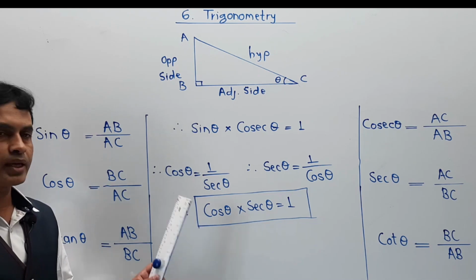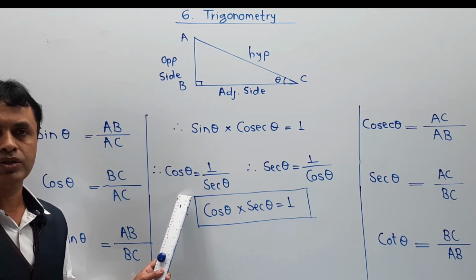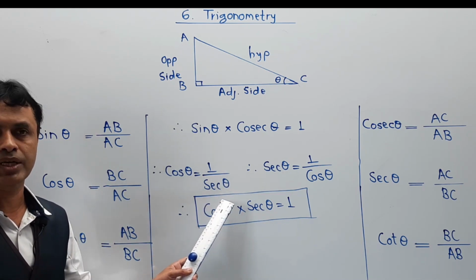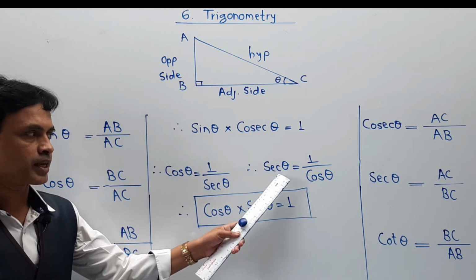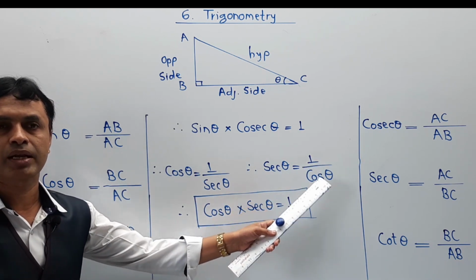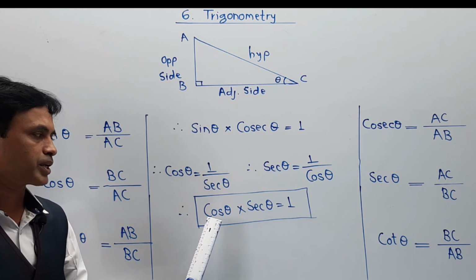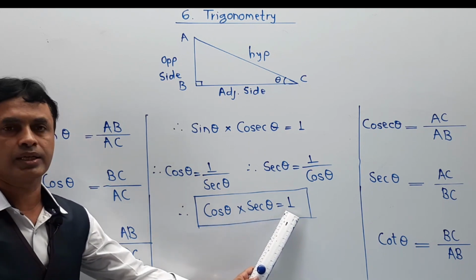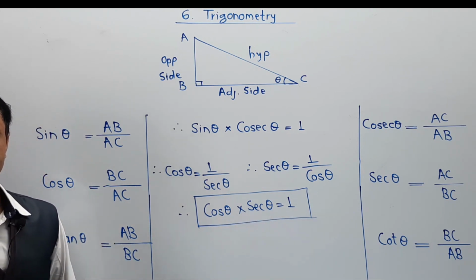And this is your second and the most important property. Once again student, in a numerical, if cos theta comes, you can replace it by 1 upon sec theta. Vice versa, if sec theta comes, you can write it as 1 upon cos theta. And the property is cos theta into sec theta is equal to 1.